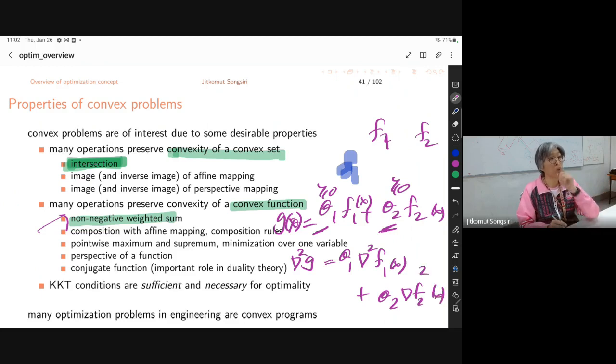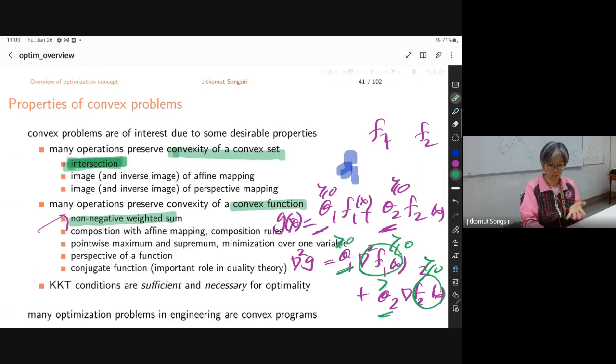Now, if I use the second order condition, our function is convex if the Hessian is positive semi-definite. Is it clear from here? Because by assumption, f1 is convex, so this Hessian is positive semi-definite, and this one is positive semi-definite. If theta 1 and theta 2 are non-negative weights, it's a simple result: you have two positive semi-definite matrices, if you sum them up, the new matrix is positive semi-definite. So your g is still convex. Yes?